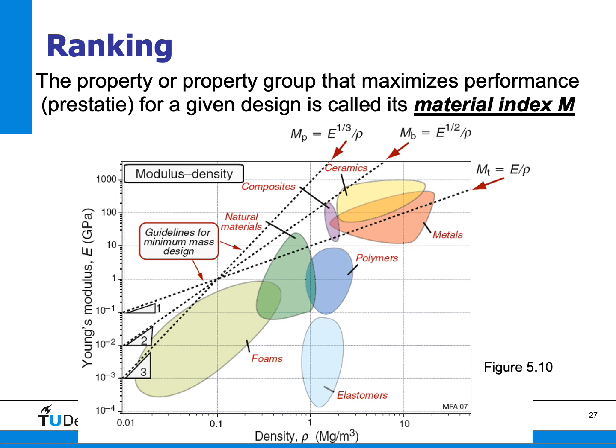value for the material index, and in this case for this line it would end up here somewhere as the best material to be found within the family of ceramics, whereas in this case the composites might also be a very good option to choose from, or if you look at this case it's more in the direction of the foams where you will find the material with the best performance.